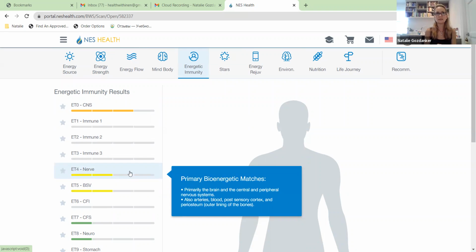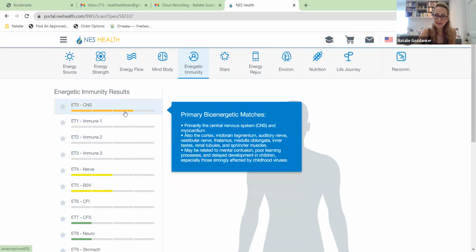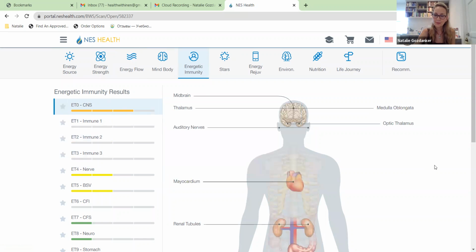Okay, so when the scan shows priority on the ET screen, what it means is that there is energetic damage, which happens on the microscopic level, in the very tiny energy structure of the body. It also shows that there is a healing process happening in the body. So each ET is actually a notification or a signal of where exactly in the body healing happens.